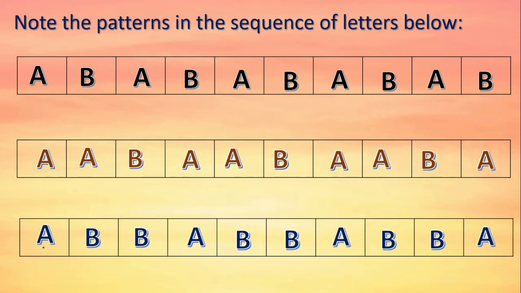Now here, A, B, B. A, B, B. A, B, B. A, next comes B, B. Like that. This pattern is nothing but A, B, B. Only two things are there or two shapes are there. First shape comes one time and the second shape appears two times. Right?